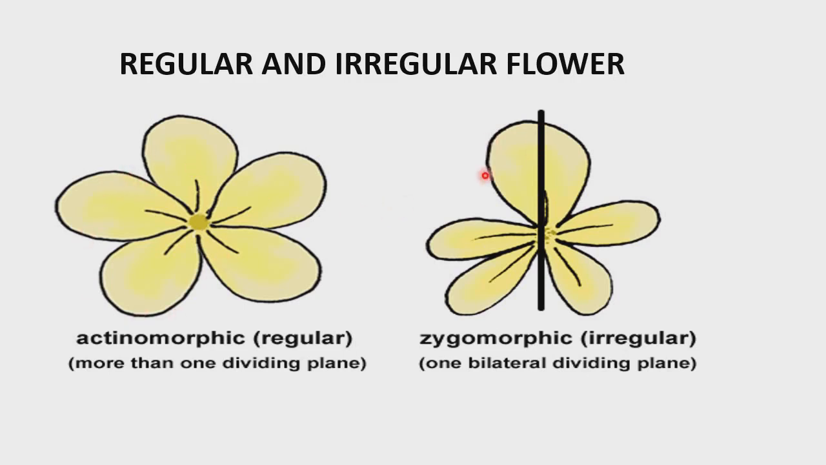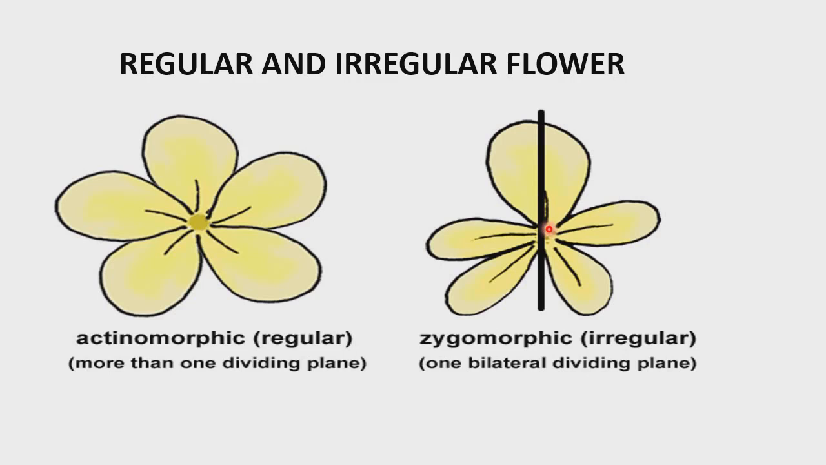Why do we have bilateral here? You can only cut them on one plane. It is a flower whose petals or sepals are not of the same size. Look at this. You see that the size of this and the size of this are not the same. They have variation in size and shape.